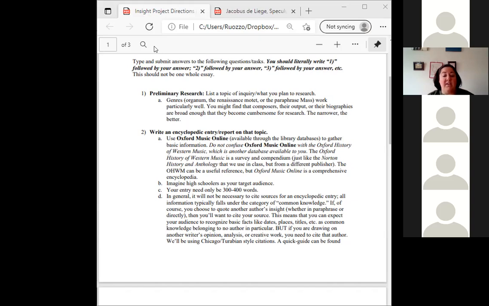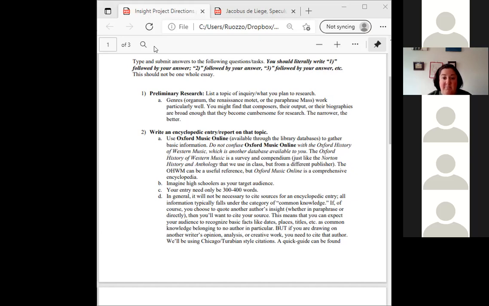Also, you can use your textbooks. You can use an equivalent textbook called the Norton History of Western Music. That's also available at Obla Library. But I want you to use academic reference sources, not Google. Wikipedia, totally off base. Your bibliography should not contain websites, no websites. It should be Oxford Music, it should be academic articles and books.